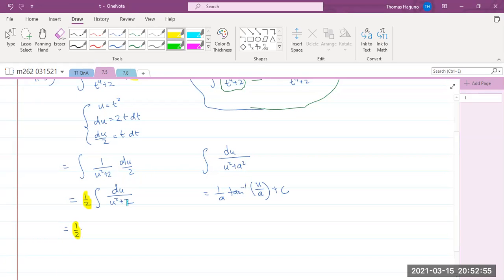Okay, and then this is square root of 2 being squared. So I get 1 over square root of 2, and then tangent inverse of u over square root of 2 plus constant. Now then I substitute my u back. That's 1 over 2 radical 2 tangent inverse of t squared over radical 2 plus constant.